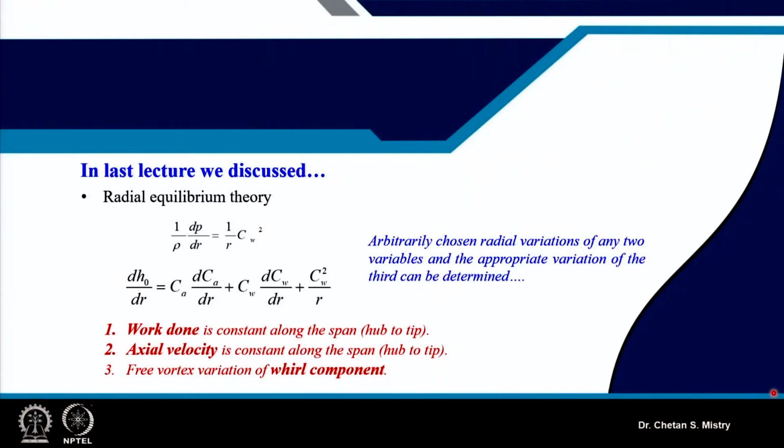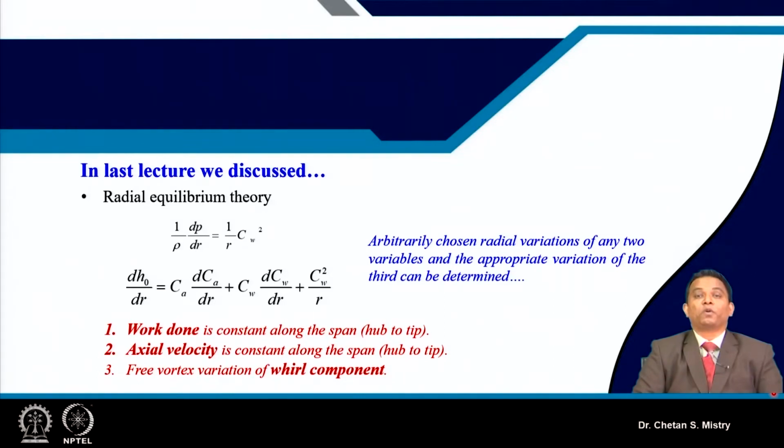So in the last lecture we were discussing a very important aspect for the design of an axial flow compressor, or maybe we can say for the design of any turbomachinery. We have come up with the equation that is called the radial equilibrium equation. That radial equilibrium equation will help us determine the variation of pressure along the span, as a function of the tangential velocity component. So we can say dp by dr is rho cw square by r.